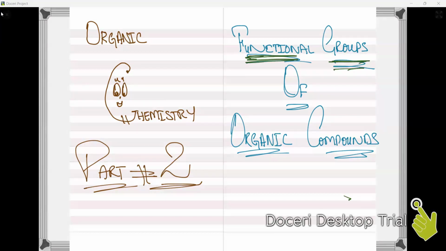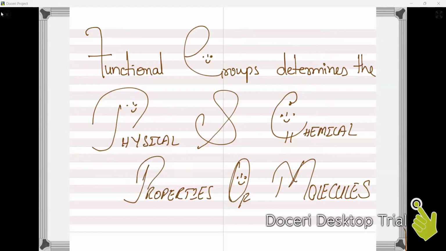See, functional groups are all of those things that can be a bond, that can be a compound, that can be an atom, that can be anything, which basically gives a characteristic property to a substance. Because of the presence of the functional group, a compound can be identified. For example, yeah, this is what I said.